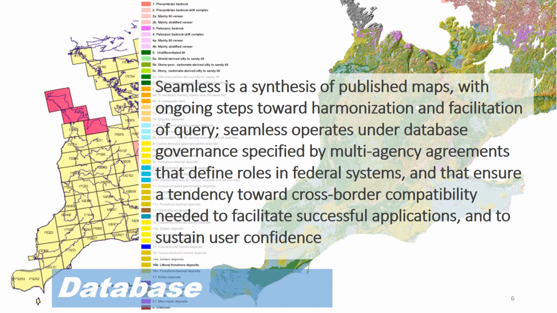Seamless is a synthesis of published maps, with ongoing steps toward harmonization and facilitation of query. Seamless operates under database governance specified by multi-agency agreements that define roles in federal systems and that ensure a tendency toward cross-border compatibility needed to facilitate successful applications and to sustain user confidence.